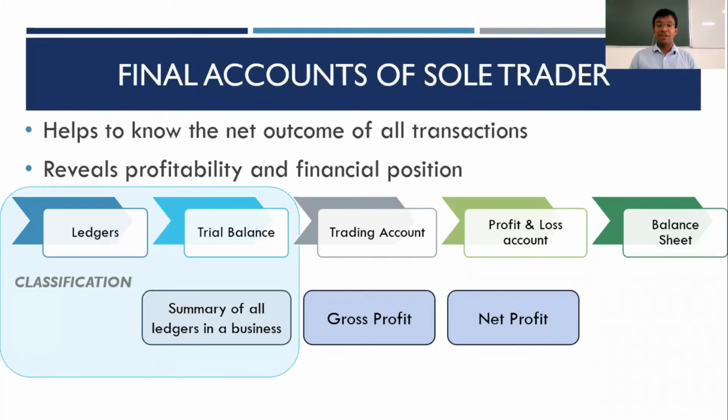What do you mean by gross profit? Gross profit refers to the profit that is earned by a business from its core activity. You are a sole proprietor, and as a part of your business, you may be having some core activity. The profit that you generate from it is called the gross profit. Then you have net profit. What do you mean by net profit? Net profit refers to the total profit of the firm.